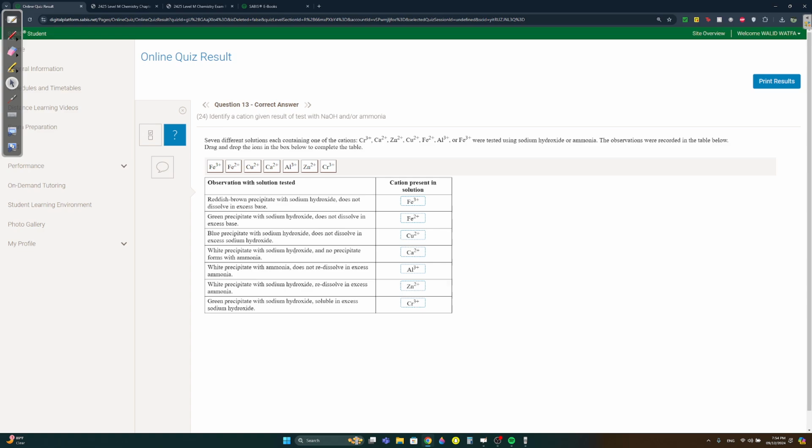Remember calzone? I've written this table like 15 times on my channel. At this point, I'm not going to write it anymore. White precipitate with ammonia that does not redissolve in excess ammonia. Which one? Aluminium. Remember calzone. The one that reacts with ammonia but is insoluble in ammonia, that's aluminium. But the one that redissolves in excess ammonia is zinc. Green precipitate with sodium hydroxide, but this time it's soluble, it's chromium, right?